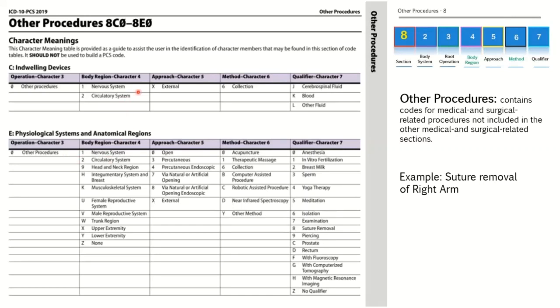Your body regions for indwelling devices: your character 4 is your nervous system, your circulatory system. Your 5th character is external. That approach will be external for indwelling devices. Your method will be collection, that's the value 6. For your 7th character, your values will be J, K, and L: cerebral spinal fluid, blood, other fluid, respectively.